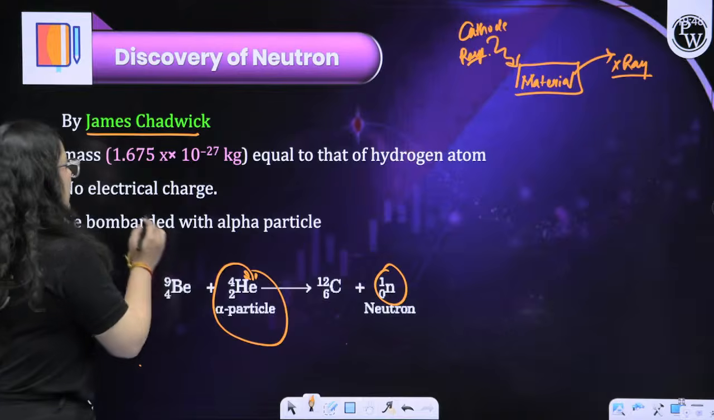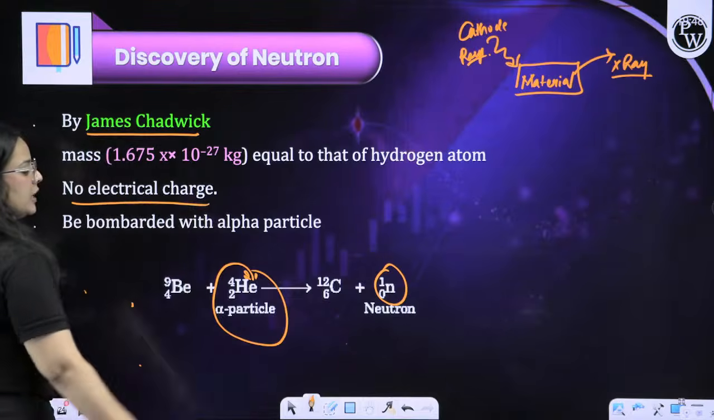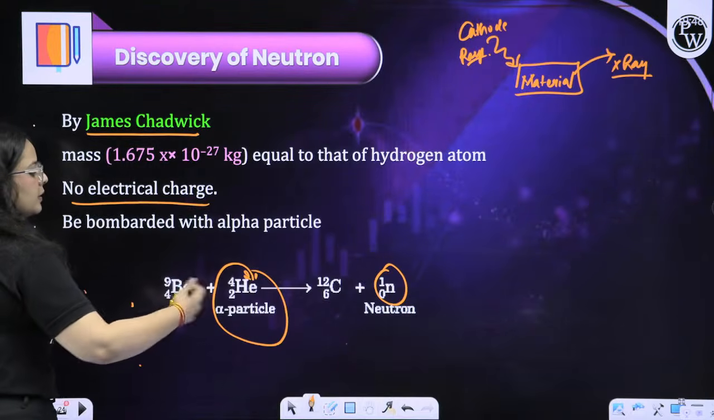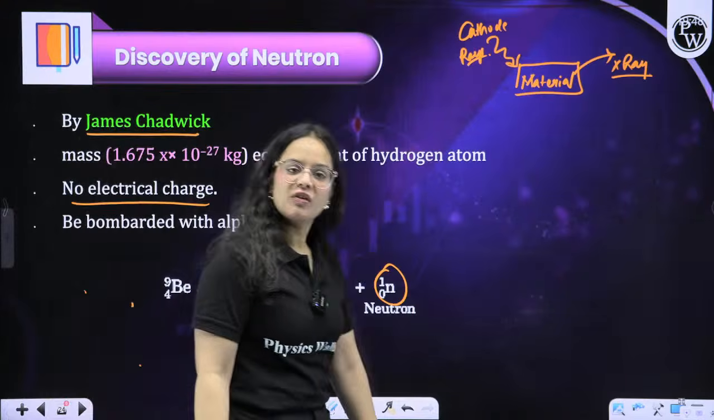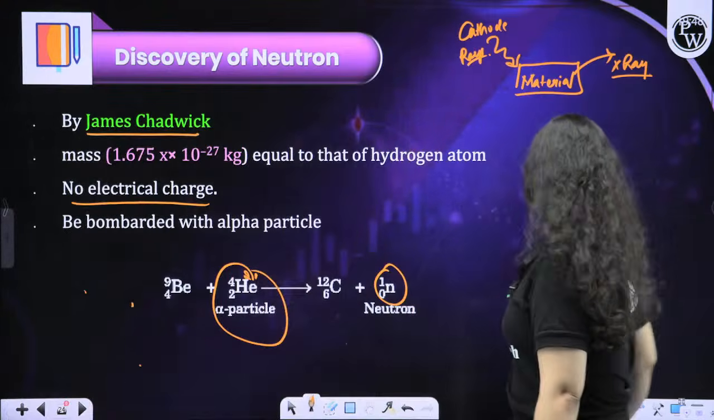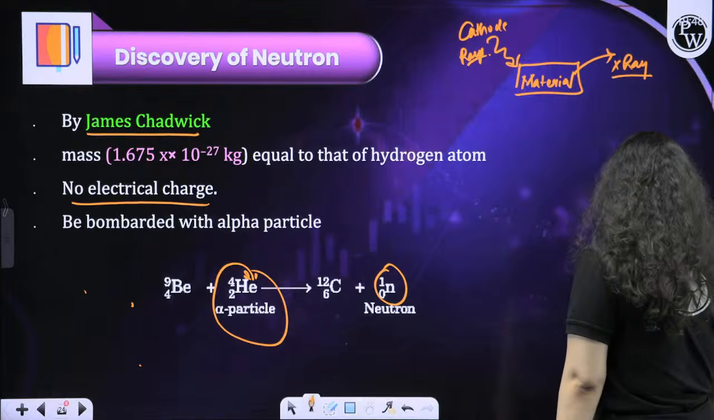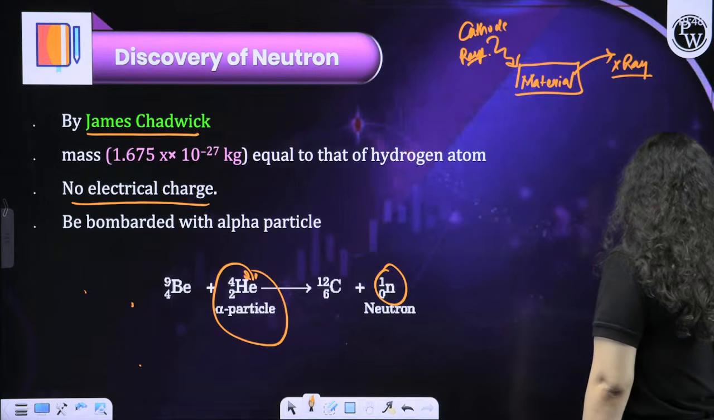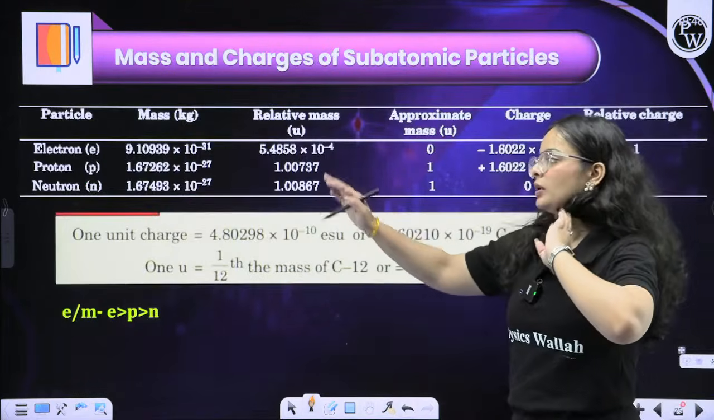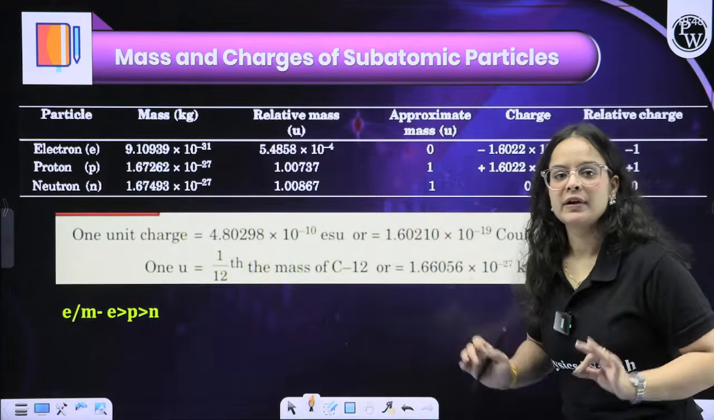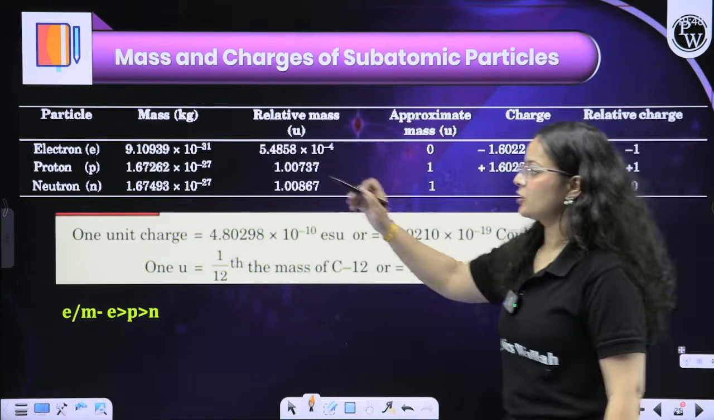So it overall carries no electrical charge. It is neutral and produced by the reaction of beryllium with the alpha particle. So this is about the neutron discovery. Fine, beta. Is that clear to you all? Yes or no? So this is the summary of all the fundamental subatomic particles, that is electron, proton, neutron.